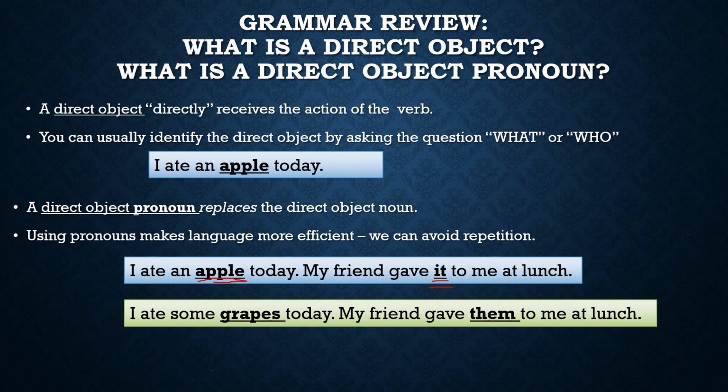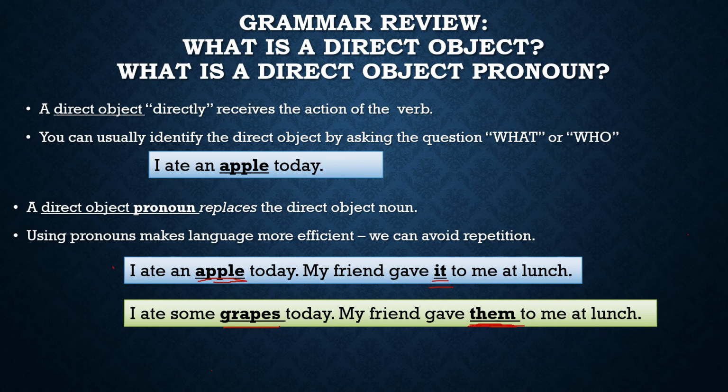I ate some grapes today. My friend gave them to me at lunch. Okay, so here when we replace grapes, the direct object, with the direct object pronoun, we're using them instead of it. Any ideas why?